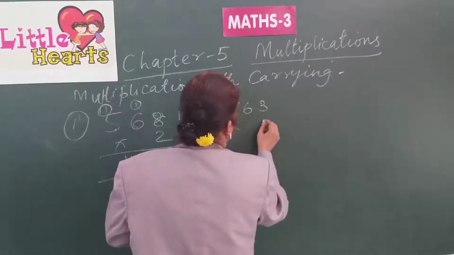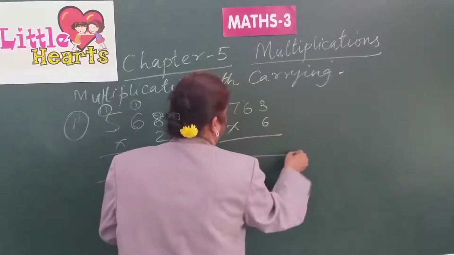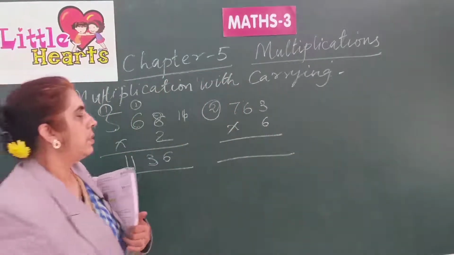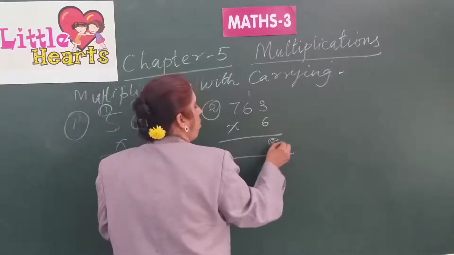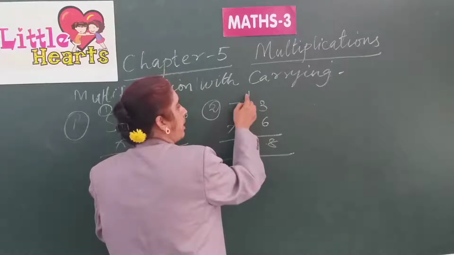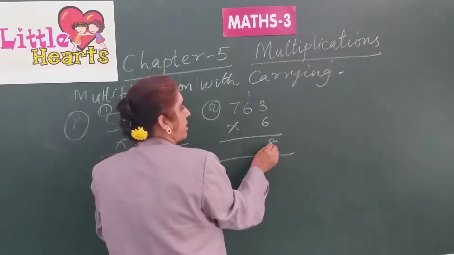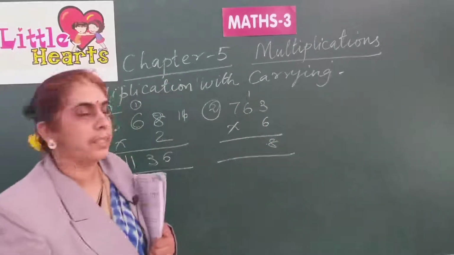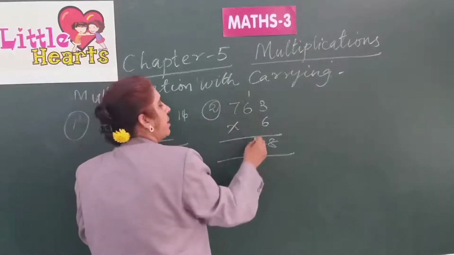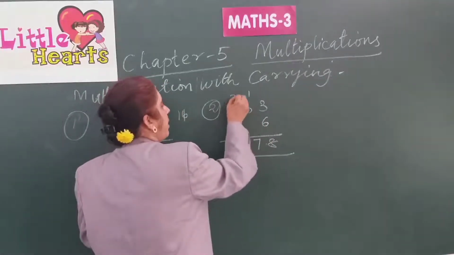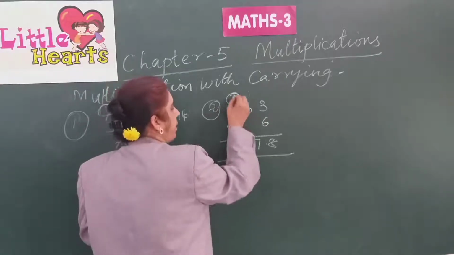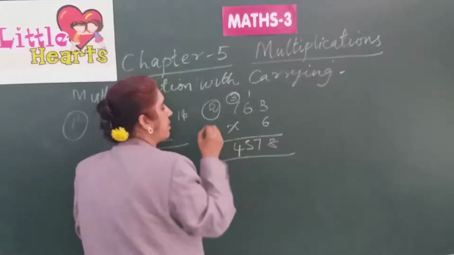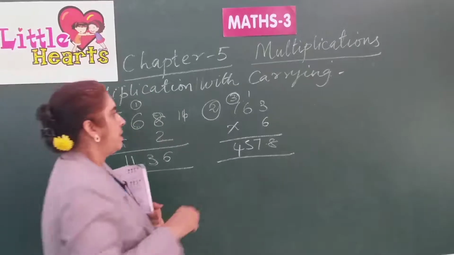763 into 6. 6 3s are 18. 1 to carry to the 10's place, 8 in the 1's place. 6 6s are 36 plus 1, 37. 3 to carry. 6 7s are 42 plus 3, 45. 4,578.